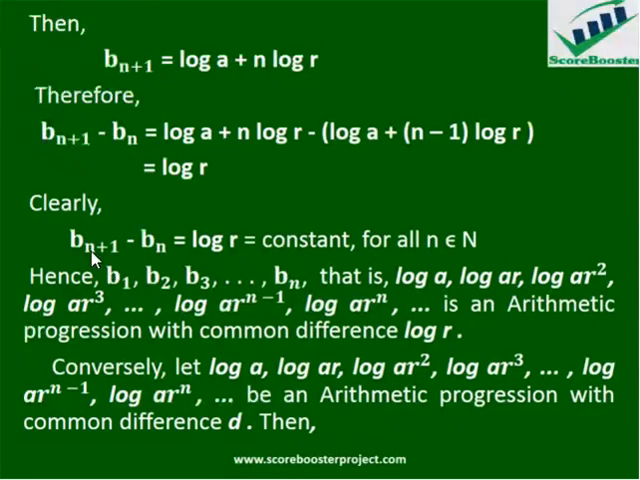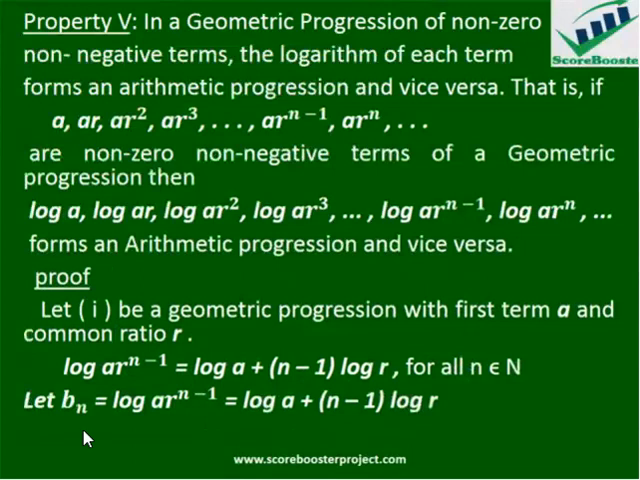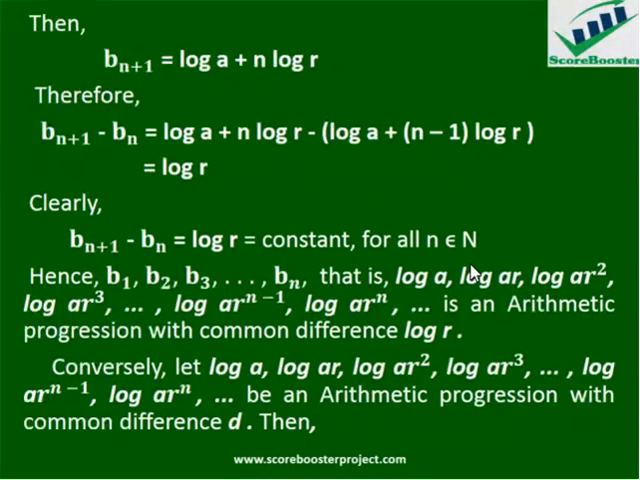Hence b_1 starts from substituting n equals 0, n equals 1, n equals 2, up to b_n. That is, b_1 will represent log a from here. If you have b_1 will be log a plus (1 minus 1), which is 0, multiplied by log r, so b_1 is log a, b_2 is log ar, b_3 is log ar squared, up to b_n, which is the nth term, which is log ar raised to power n minus 1. b_(n+1) will be log ar raised to power n. It is an arithmetic progression with common difference log r.